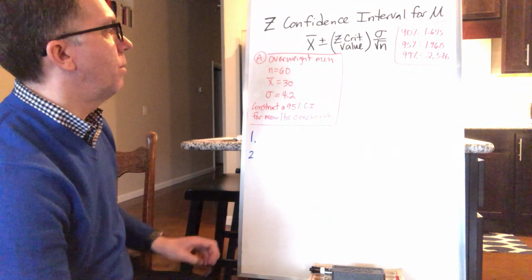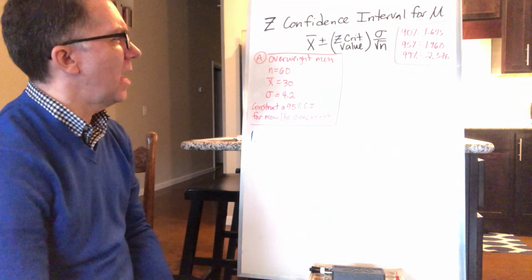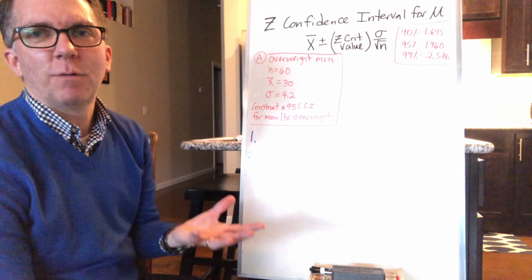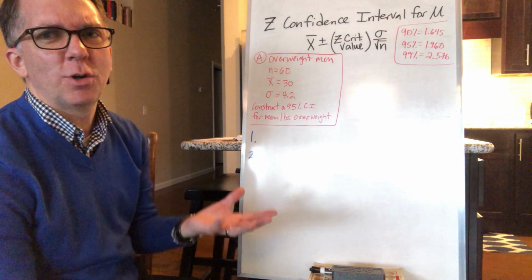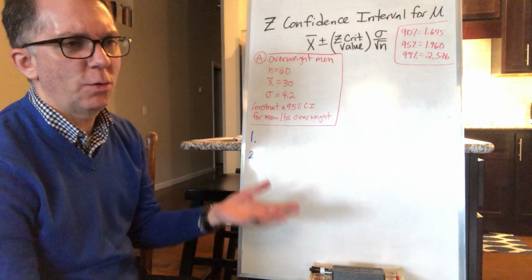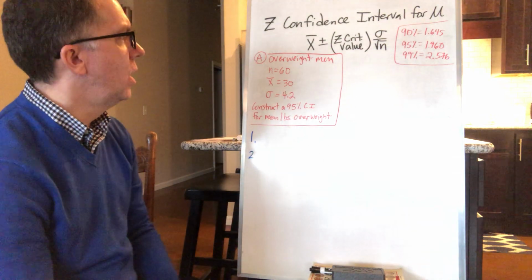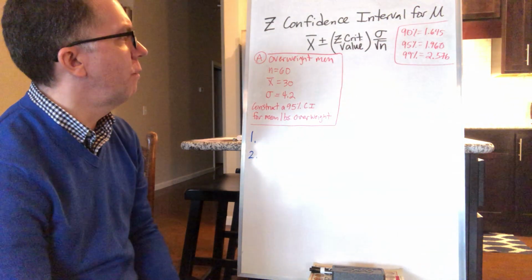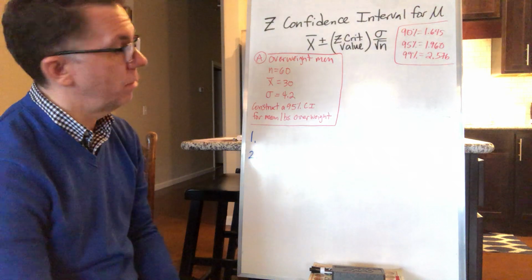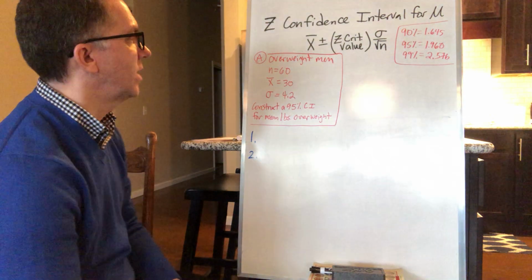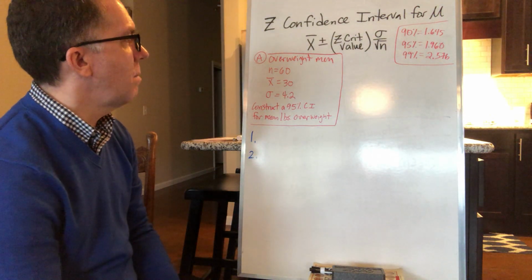So here's our problem. We want to find the mean pounds of overweight men. How many pounds overweight are they? Are they 25 pounds overweight? So we want to try to capture that. So we took a sample of 60 overweight men. It was a random sample too. Remember that I said that, a random sample of 60 overweight men.